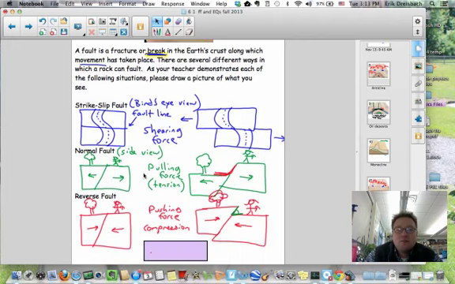Another kind of fault is called a normal fault. So now we have a side view. And with a normal fault, if the rocks are being pulled apart, we call it a pulling force or a tension force. It causes one rock to go higher than the other and creates, like I said, a normal fault. So there we see a normal fault.